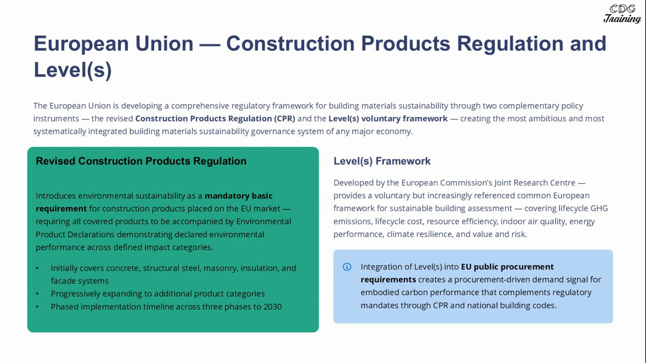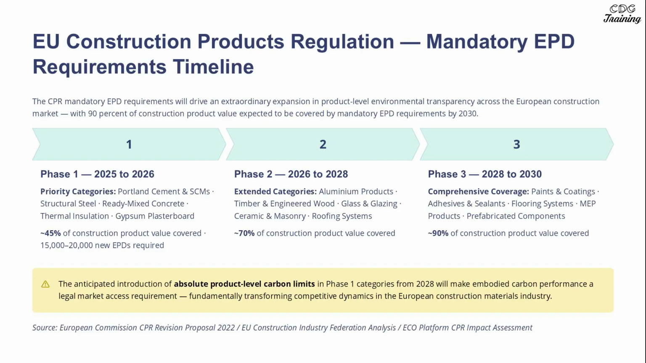The European Union is developing a comprehensive regulatory framework for building materials sustainability. This includes the revised Construction Products Regulation and the Levels Voluntary Framework, aiming for a harmonized approach across member states. The CPR mandatory EPD requirements will drive transparency across the European construction market, with 90% of construction product value expected to be covered by mandatory EPD requirements by 2030.